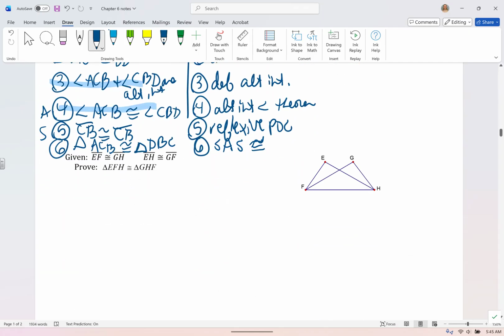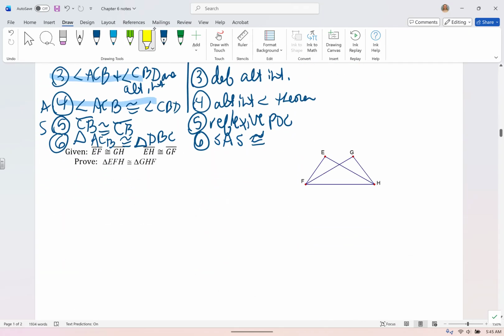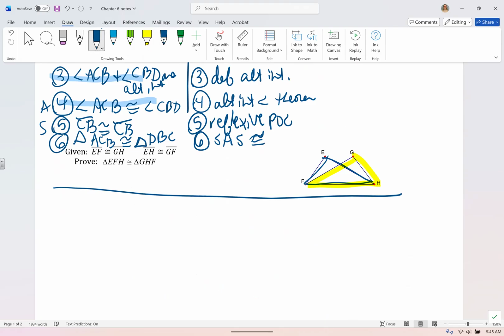The next one, we're trying to show that these two triangles are congruent. Which ones? This one here with this one right here. We're trying to show that those two triangles are congruent to each other. That's what they ask us with the proof. So again, we're going to start our proof with what we know. Okay, we are given that EF is congruent to GH.